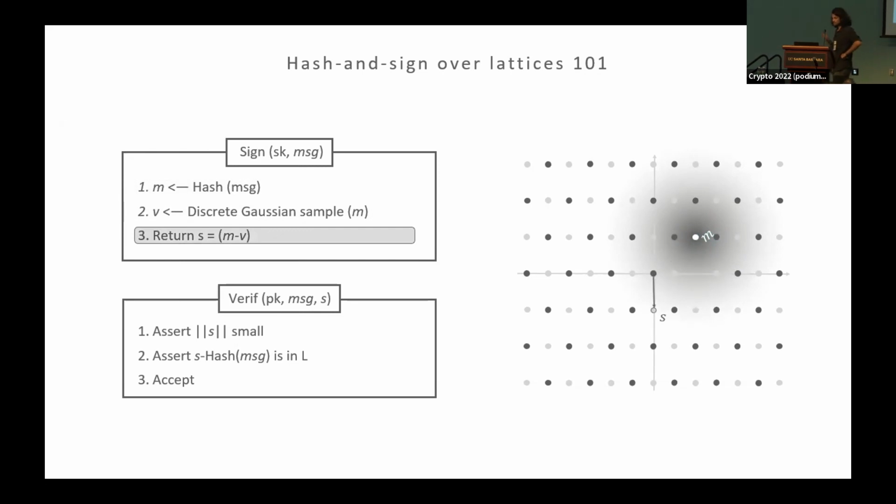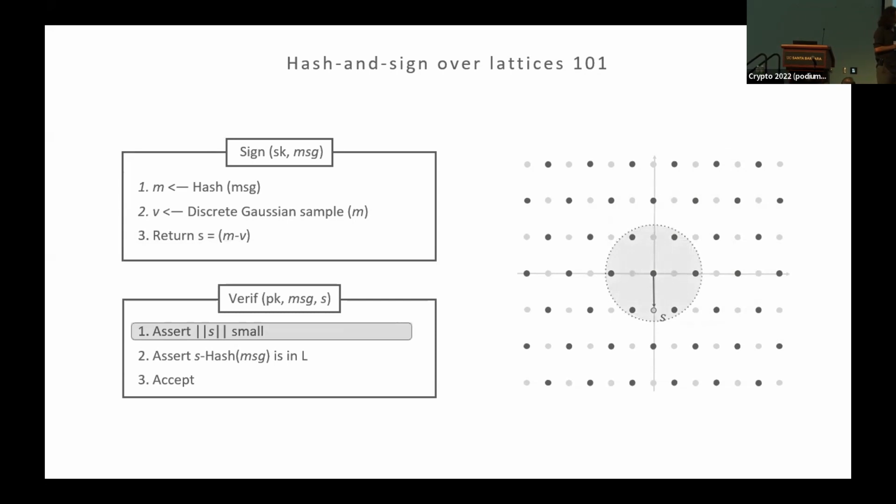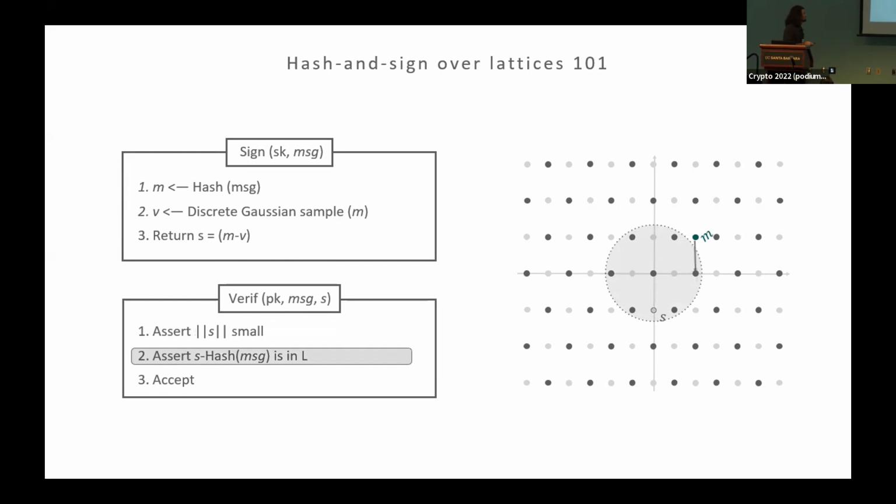This was for the signing. Now, how do I verify it? I start with my signature. I first verify that the signature itself is small enough, under a certain bound that depends on the parameters and is set by security. Then I verify the functional equation, which basically says that s minus the hash lies in L, because, as you remember, my v here was a lattice point by definition of Gaussian sampling. If these two conditions are verified, I accept.